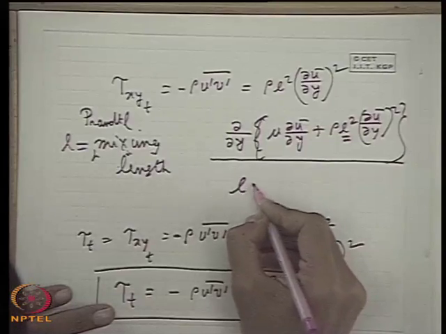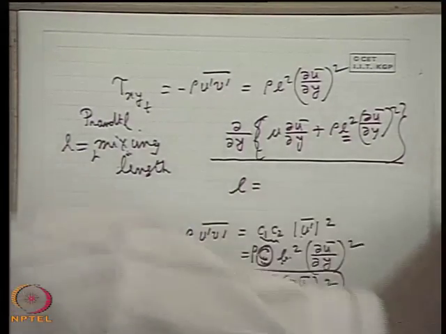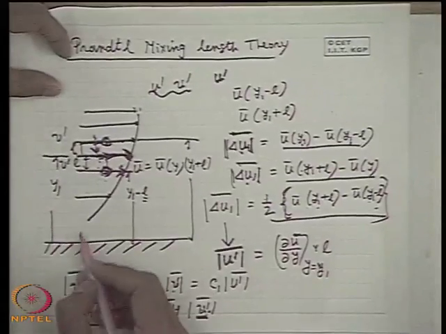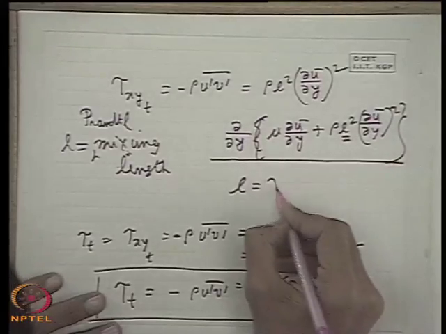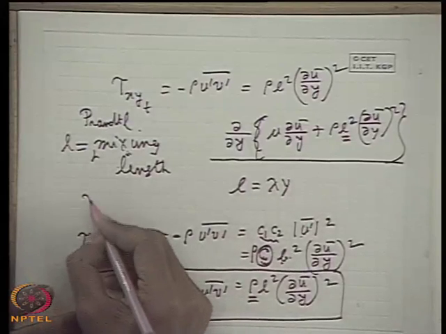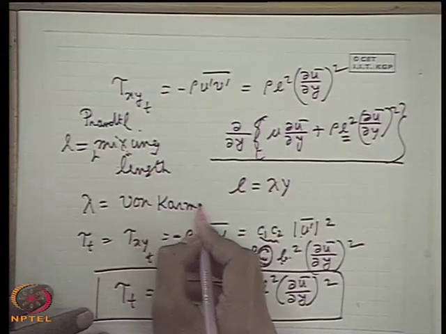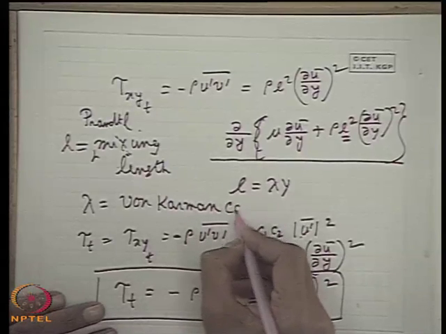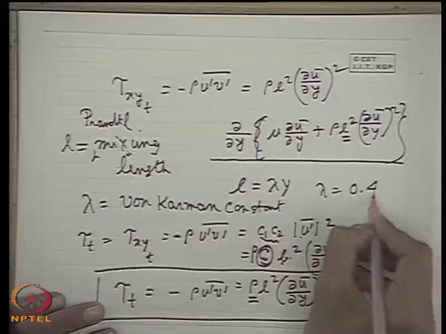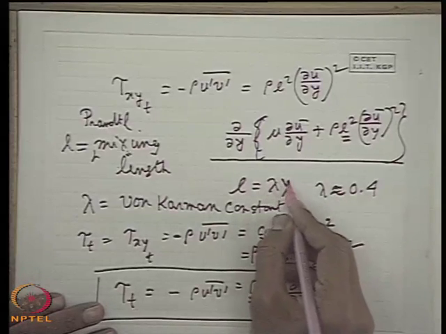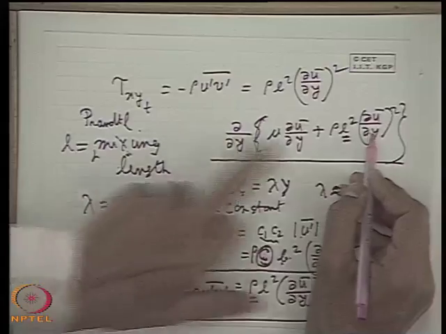Usually it has been found from experiment, this L is proportional to the distance from a solid wall, measured at any distance y from the solid wall, as lambda times y, where lambda is known as the von Karman constant, named after a great German scientist in the field of fluid mechanics, and its value is approximately 0.4. So one interesting thing is that at y equal to 0, at the solid surface, L is equal to 0, and there is no turbulence stress.